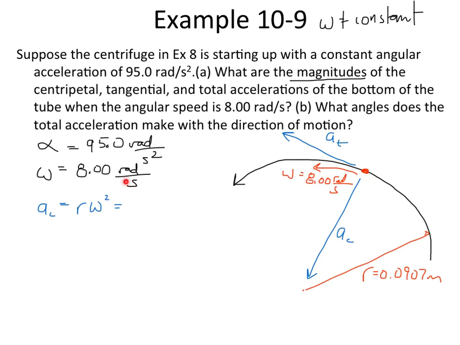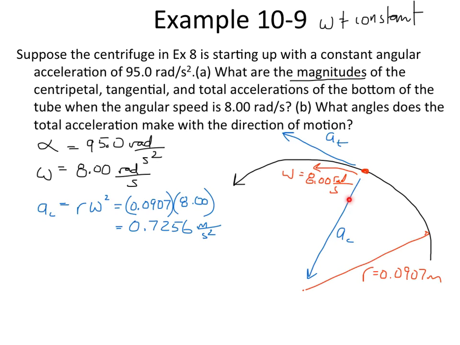We do know that the radius is the same. So the radius is 0.0907 meters times now this angular velocity, 8.00 radians per second. That's going to give our centripetal acceleration at that speed: 0.0907 times 8.00. That is 0.7256 meters per second squared. It's meters per second squared, not radians per second squared, because it's a linear acceleration, directed linearly towards the center, the centripetal.